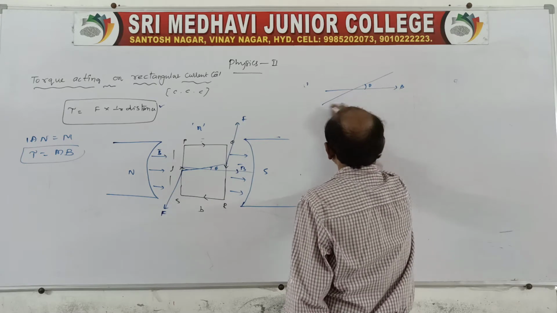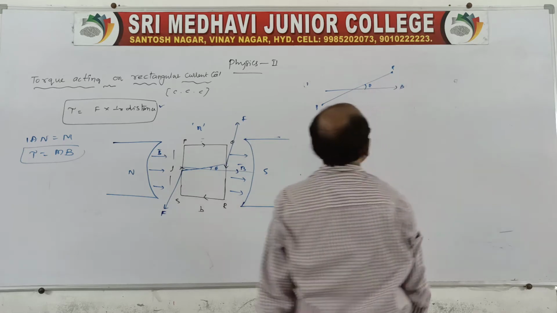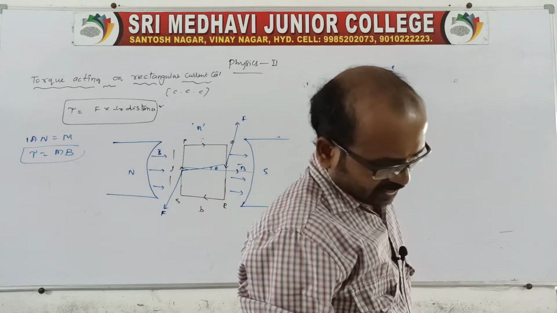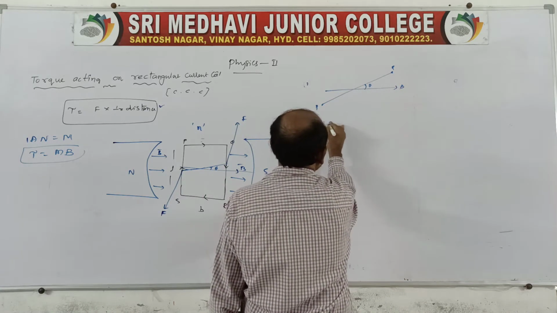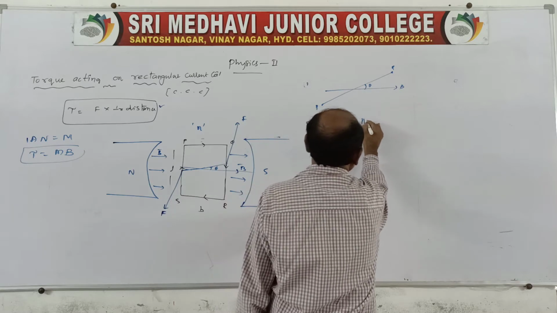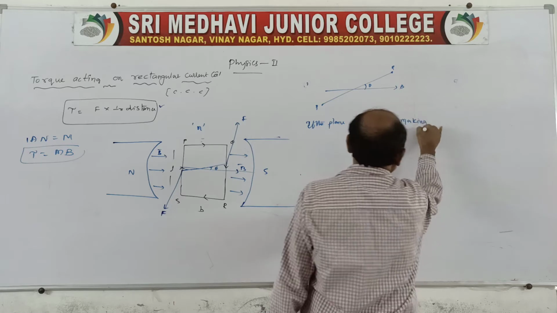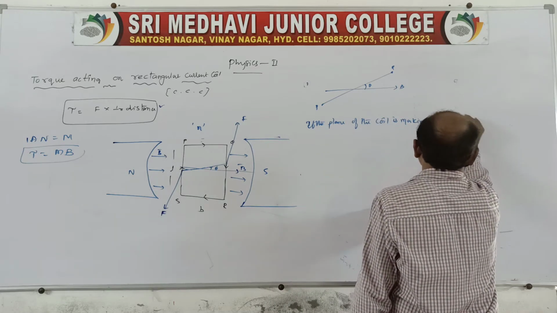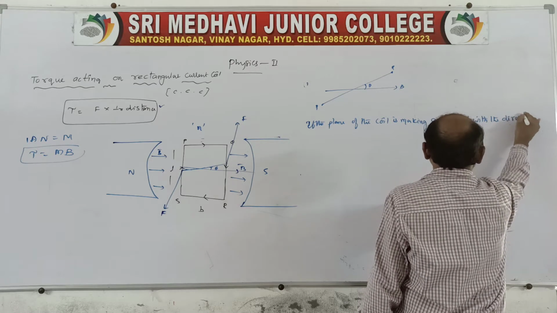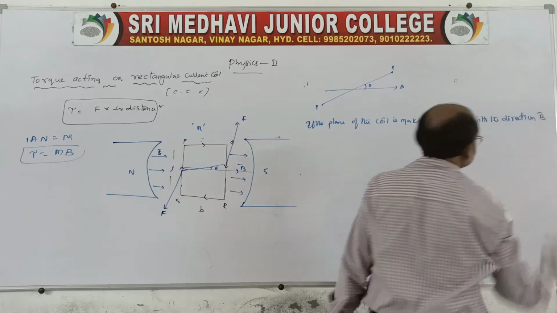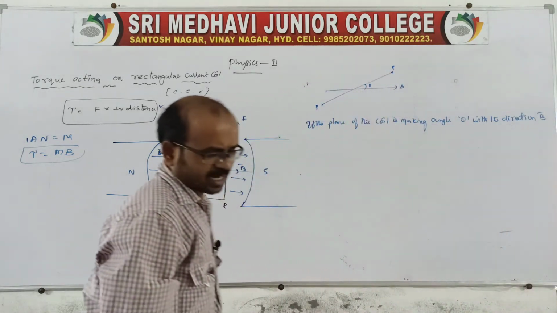So, the direction of B, and there will be a coil which is making an angle with the direction of B, that is P and Q. See, it is a turn, no? Therefore, you write: if the plane of the coil is making an angle theta with the direction of B. Look at it, the direction of B is nothing but the magnetic field, no?